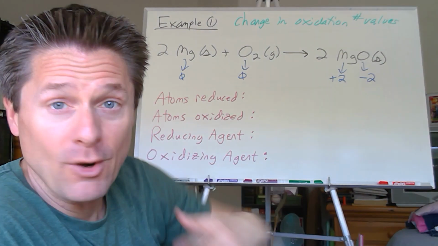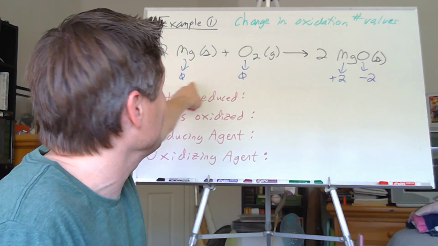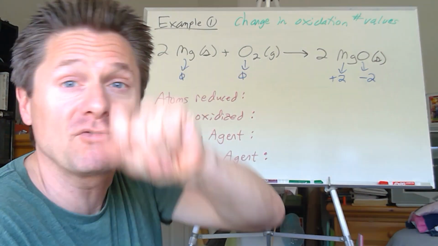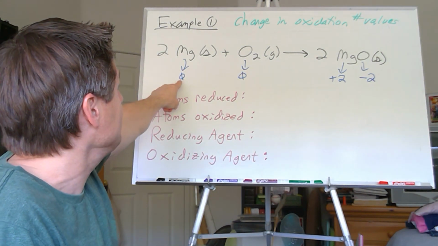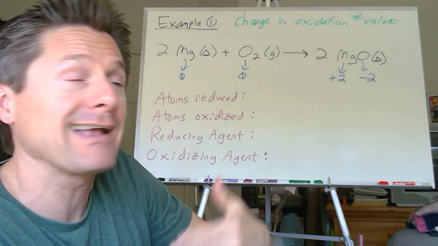One of them must go in a redox reaction. One must go up, one must go down. I know this is a redox reaction because they changed. Boom, it's a redox, baby. The magnesium went from a 0 to a +2. It went up, means it was oxidized.